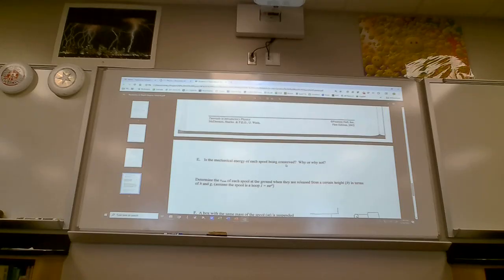The rope isn't doing the thing. It's not applying any sort of force over any distance. Is mechanical energy conserved? Yes. Thumbs up, thumbs down. Find someone that has the opposite thumb as you and have a good intellectual conversation.